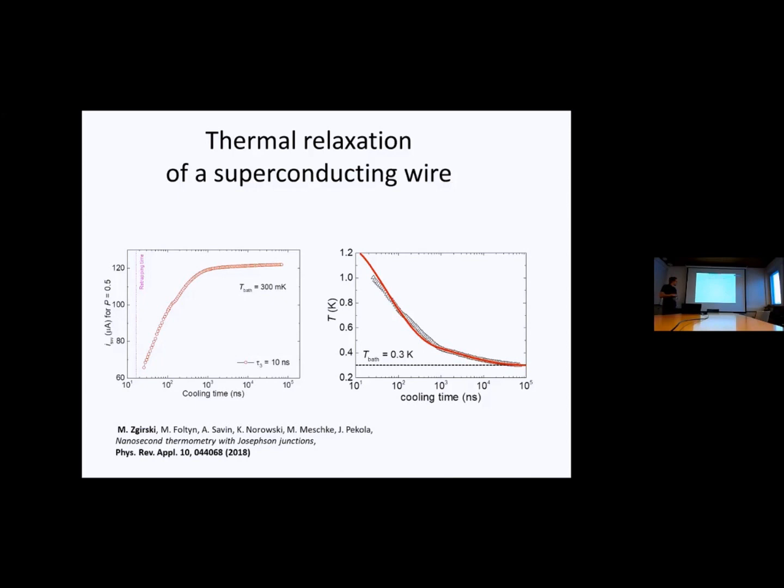So we see here progressive recovery of the switching current, and then by associating with our equilibrium calibration the switching current with temperature, we can recalculate this data in terms of the temperature temporal profile. And this here is the fitting of heat flow equations, which mainly takes into account the electron phonon coupling mechanism of relaxation.